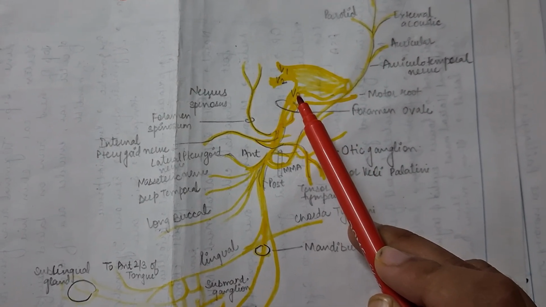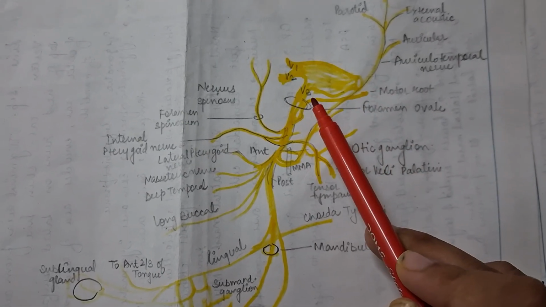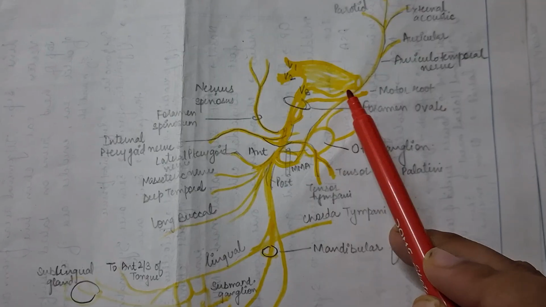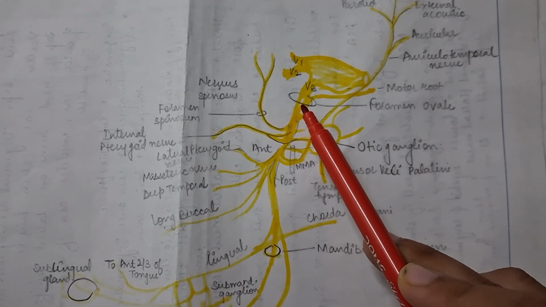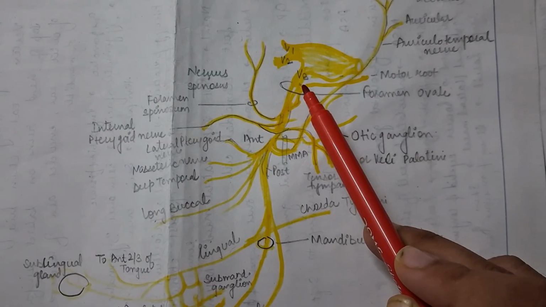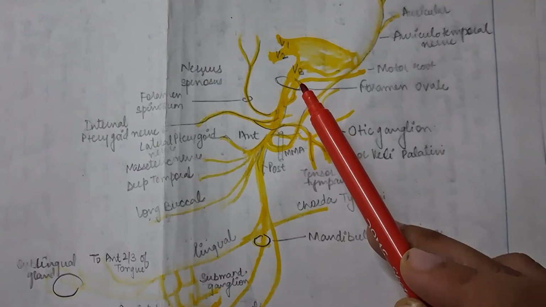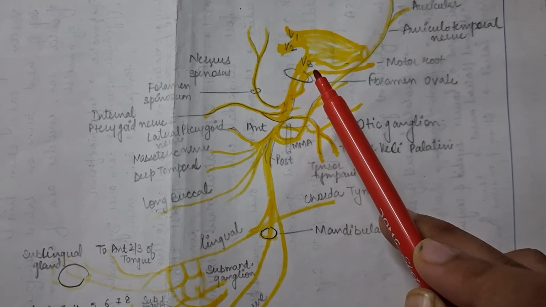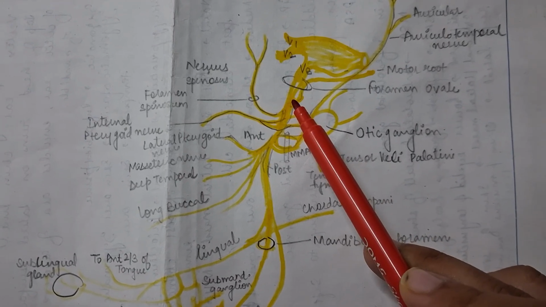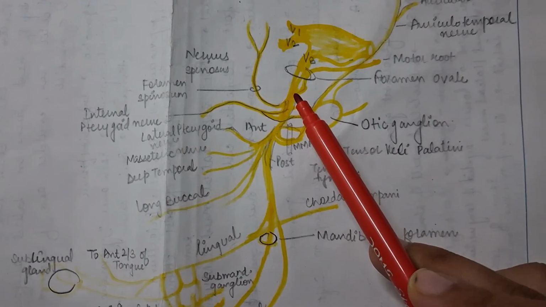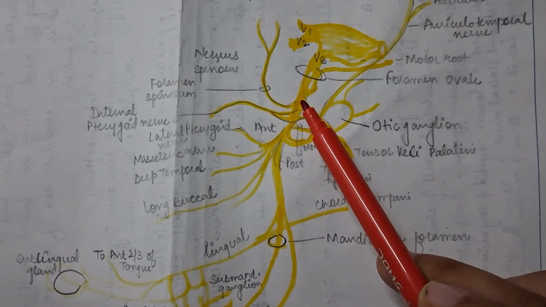It starts as two roots. One is the motor and one is the sensory root. These two roots join to form the trunk of the mandibular nerve, and both roots exit through the foramen ovale. When they exit through the foramen ovale, they form the mandibular trunk. Now this mandibular trunk gives its branches.